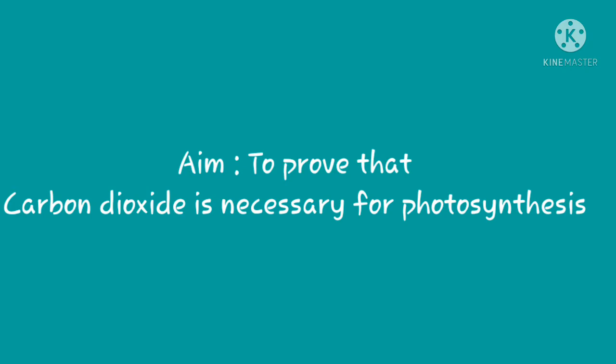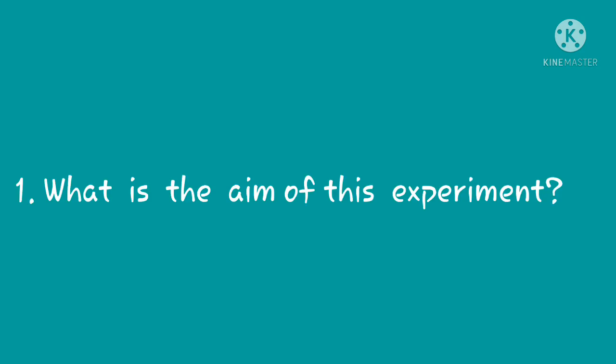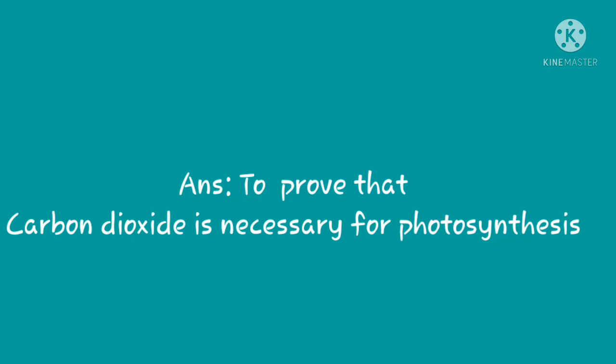So in your examination, the diagram is given in the question paper, and questions may be asked like this. What is the aim of this experiment? So you have to write: to prove that carbon dioxide is necessary for photosynthesis.